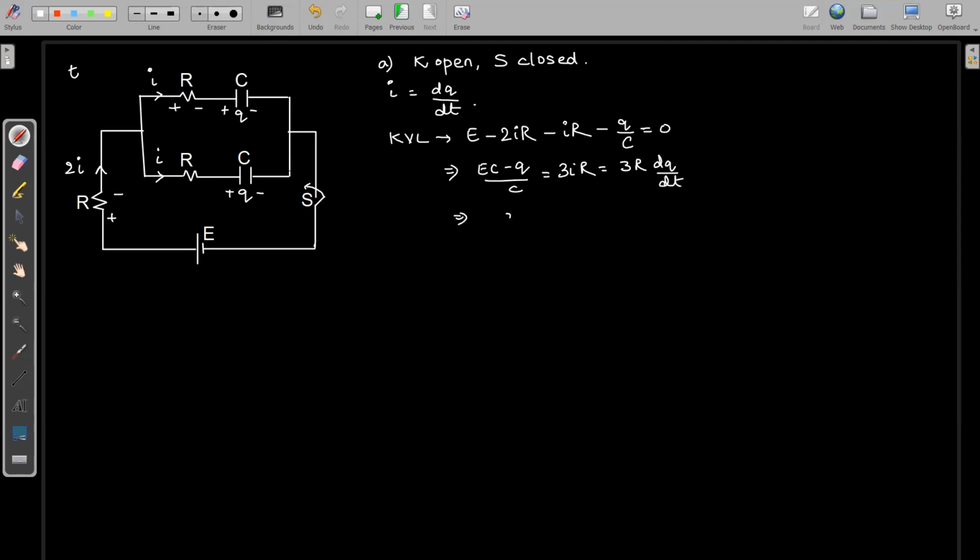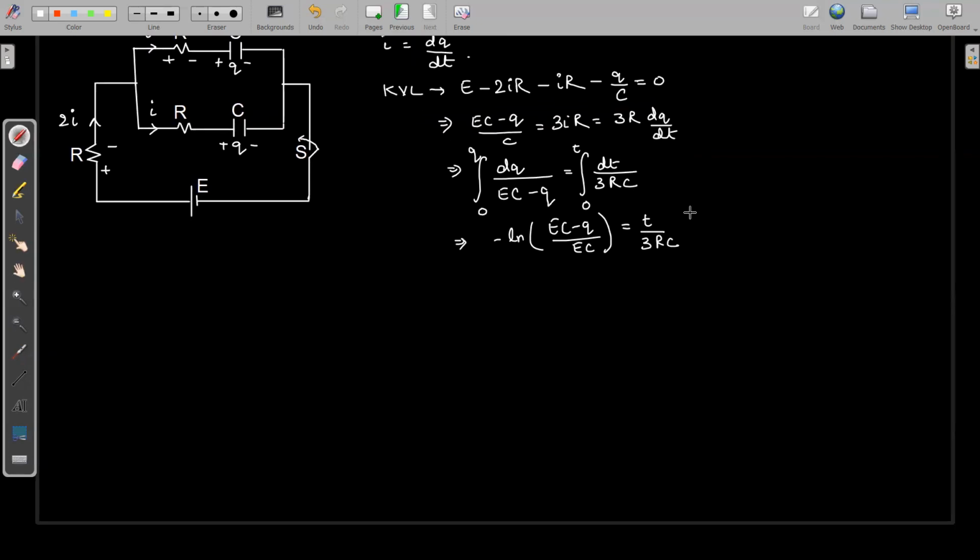So if we rearrange this expression, dQ divided by EC minus Q will be equal to dt by 3RC. If we integrate this expression on both sides, at t equal to 0, the charge on this capacitor plate, I'm writing the equation on this positive plate, was initially 0. At any time t, the charge becomes Q. So this will be negative of ln of EC minus Q. First we'll put the value of Q, then if you put 0, you will be left with EC. So ln of EC minus Q divided by EC will be equal to t by 3RC.